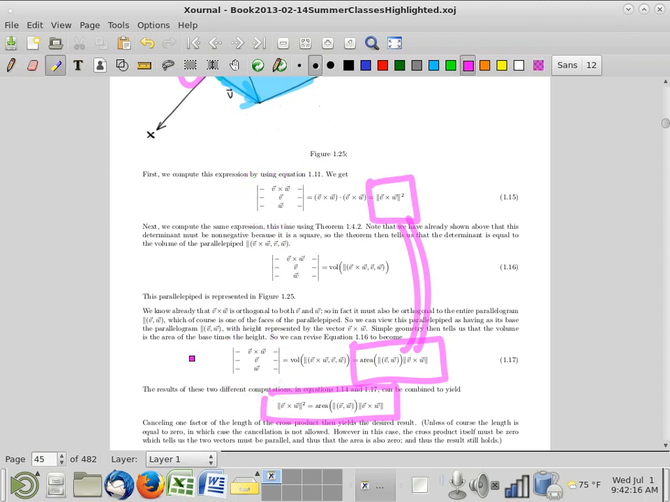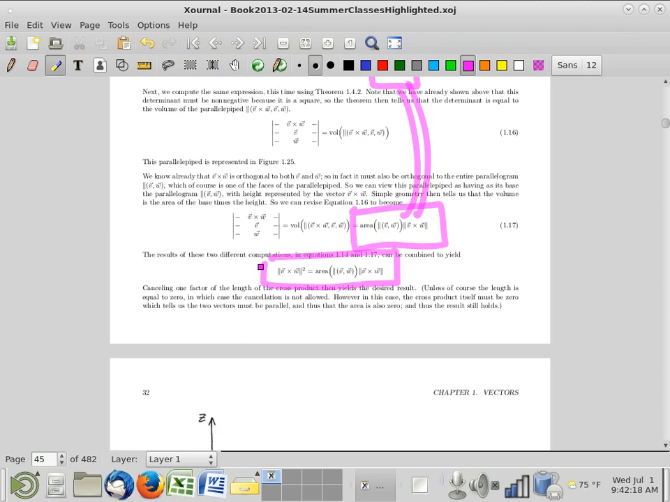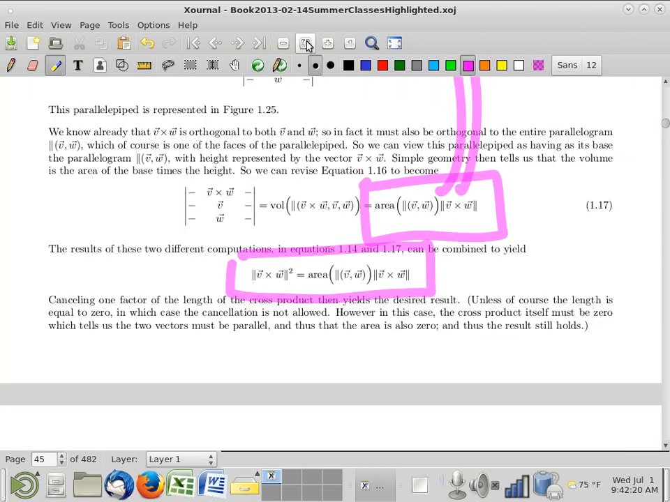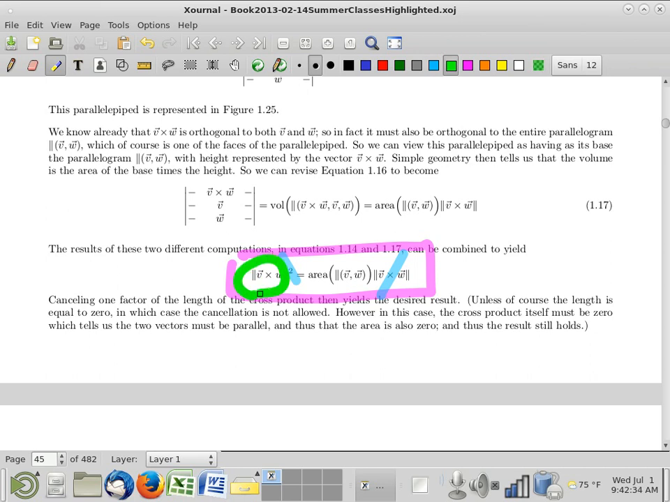And now let me zoom back in for ease of seeing what's going on here. So we have this equation, and I'm just going to cancel one factor of the magnitude of V cross W, and I get the desired result, namely that the length of the cross product is equal to the area. So, there you go, a little mathematical bank shot.